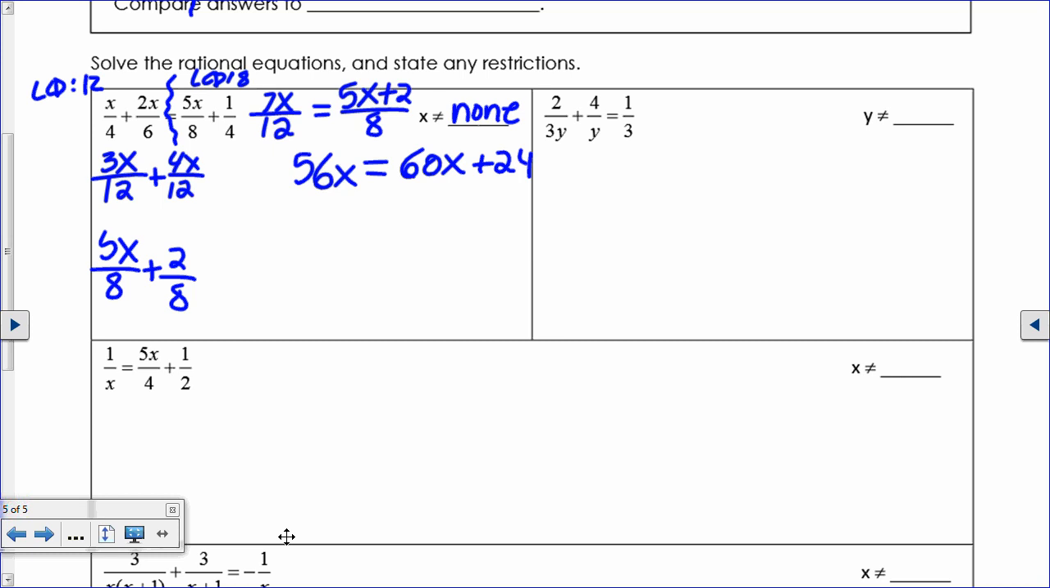Anyway, so what would I do now? Move this over. So then that would be negative 4. And then divide by negative 4. So your answer is? Negative 6. Right there. So if you have fractions that need to be added or subtracted, just do that first, and then use cross multiplication.